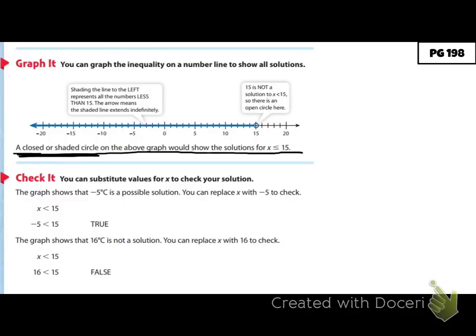The graph shows that negative 5 degrees Celsius is a possible solution. So we can replace x with negative 5 to check. So here you can see we have x is less than 15. When I plug in, negative 5 is less than 15, so that is true. The graph shows that 16 is not a solution. You can replace x with 16 to check. So here we have our inequality. Here we plugged in 16. Is 16 less than 15? No, it is not. So you can see that it is false.